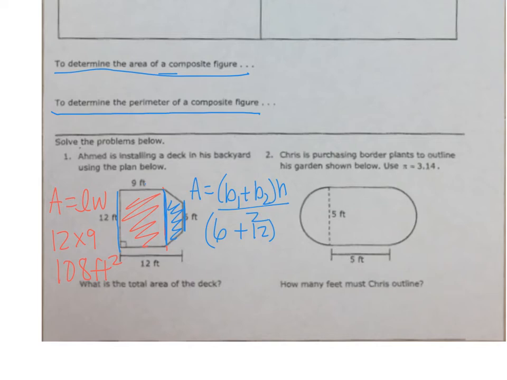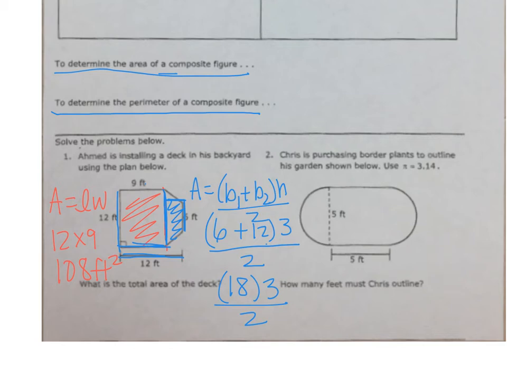Okay, and then the height. Well, this whole thing is 12, but this is 9. So how tall is it from here to here? Okay, that would be 3. And then we divide by 2. Okay, so 6 plus 12 is what? Okay, 18. And times 3. And then divide by 2.